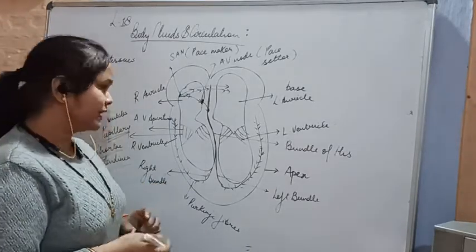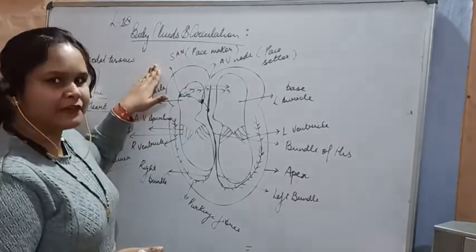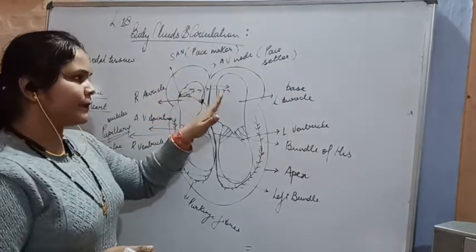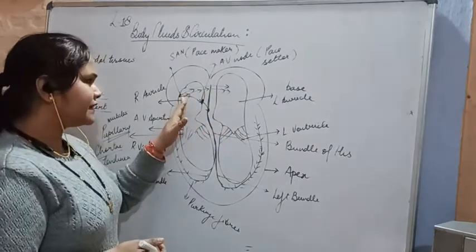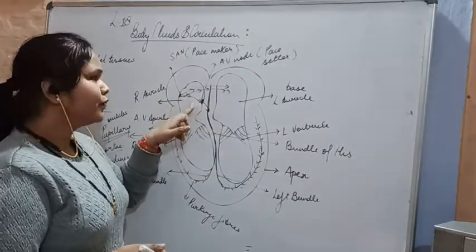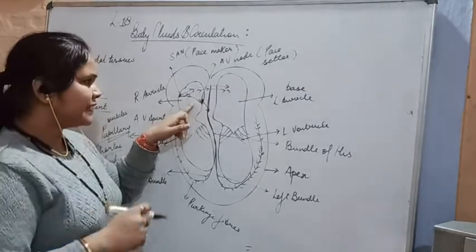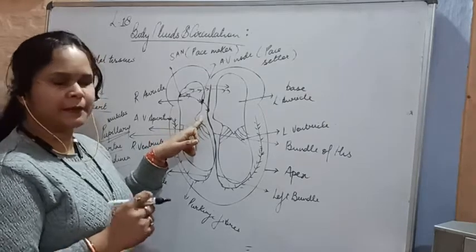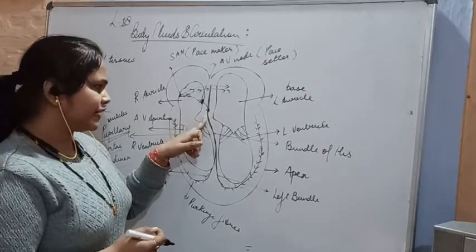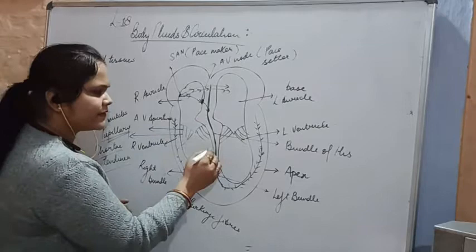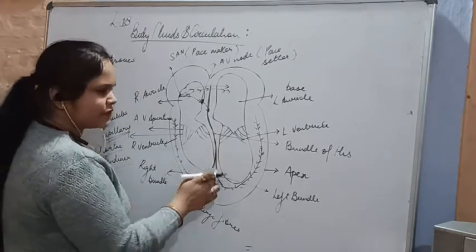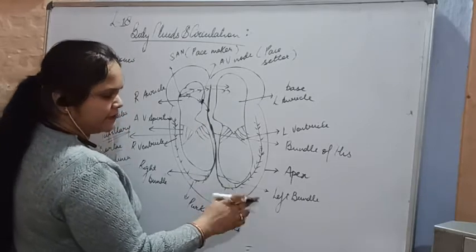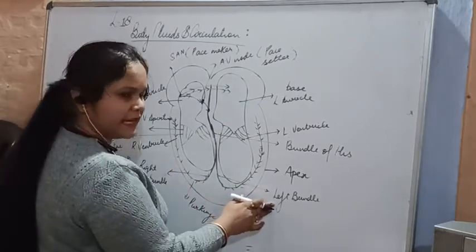So what happens actually is the SAN will generate impulse on its own. It is called pacemaker. It is going to transfer the impulse to the left auricle, and along with that the impulse will be transmitted to the AV node. Then the AV node will transfer it to the interauricular septum, and this will be divided into two bundles, which is itself called the bundle of His, into the left bundle and the right bundle.